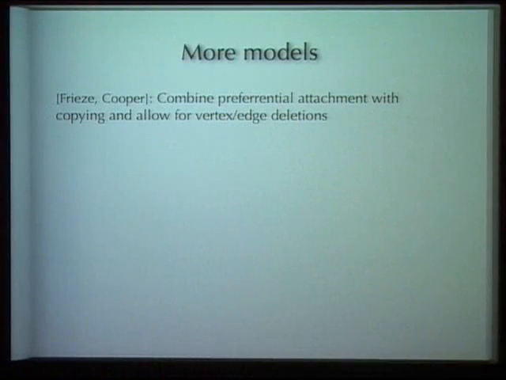And there are even more models for growth. Cooper and Frieze have a very elaborate model with a number of parameters that combines preferential attachment with copying and moreover allows for vertices to be added and deleted. And in some sense, only Cooper and Frieze could analyze it. It's a very technical paper.